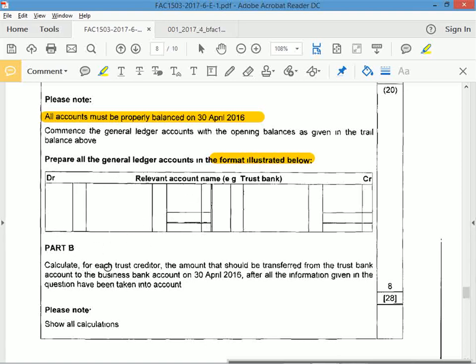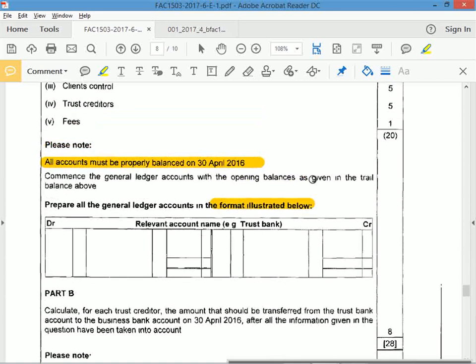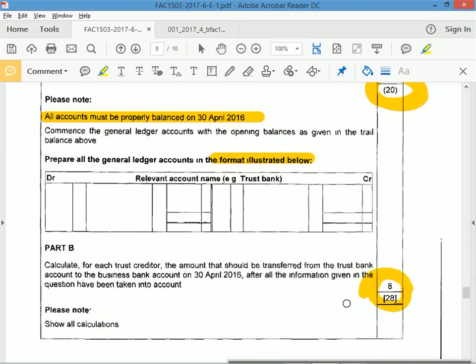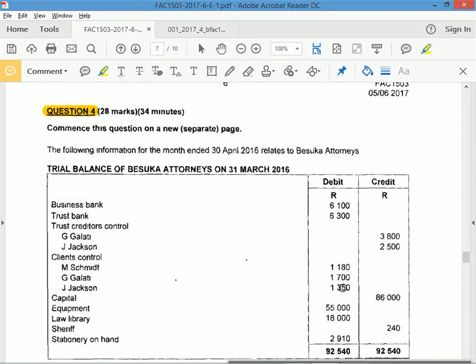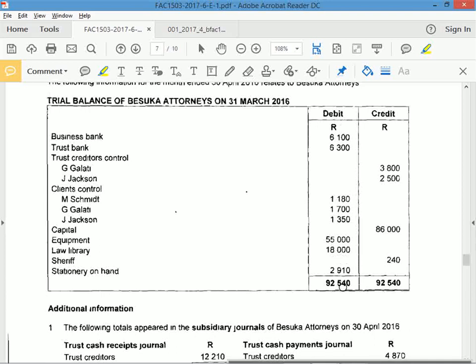Part B, calculate for each trust credit the amount that should be transferred from the trust bank account to the business bank account. Okay, that you'll do later on. You first need to complete the T accounts. So I'll be looking at completing this first, 20 marks, before you look at the 8 marks. Make sense? Okay, so let's go back and let's go down the list. Right, so get your easy marks.